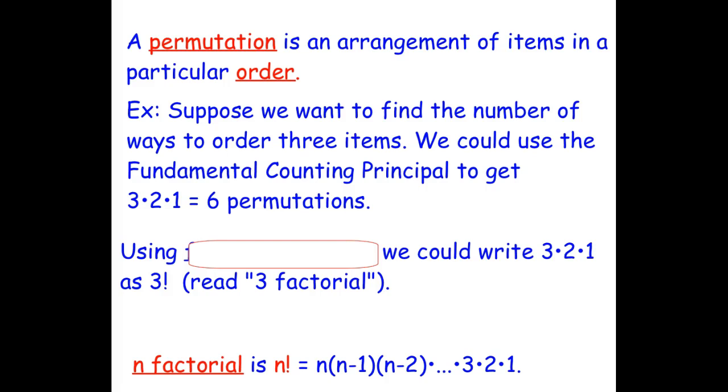Suppose we want to find the number of ways to order 3 items. We could use the fundamental counting principle to get 3 times 2 times 1, or 6 permutations. So again, that same fundamental counting principle that we had before. If I have 3 objects and I want to put them in a certain order, I can pick any of the 3 for the first position. But as soon as I put something in that spot, I'm down to only 2 left to choose from. Once I put that one in the second position, there's only 1 left for the third place. Does that make sense? So the order is important here.